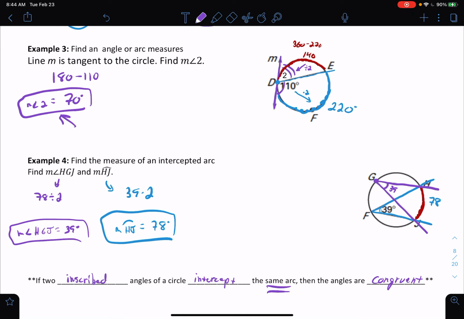In the next video, we'll talk about what if the vertex is inside the circle. So make sure to tune into that next video.